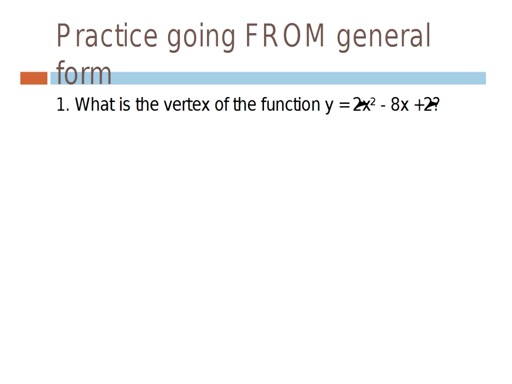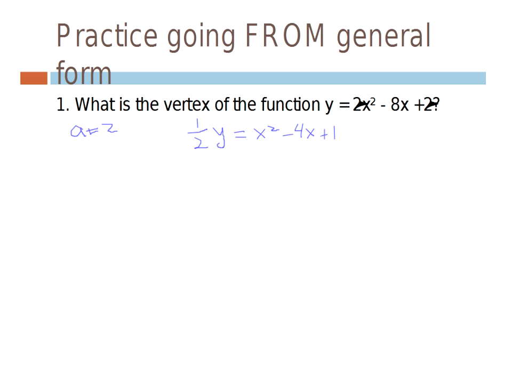So my first step is to divide everything by a. The a value is 2. So I'm going to divide everything by a here. So I have 1/2 y equals x squared minus 4x plus 1.